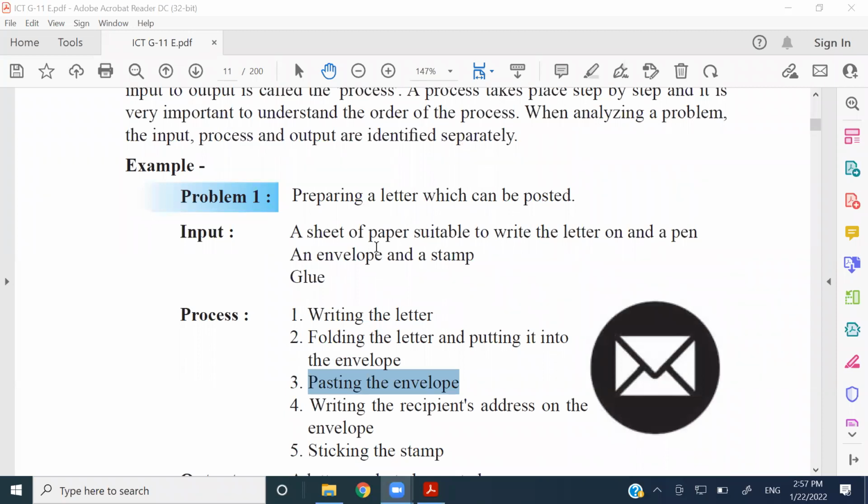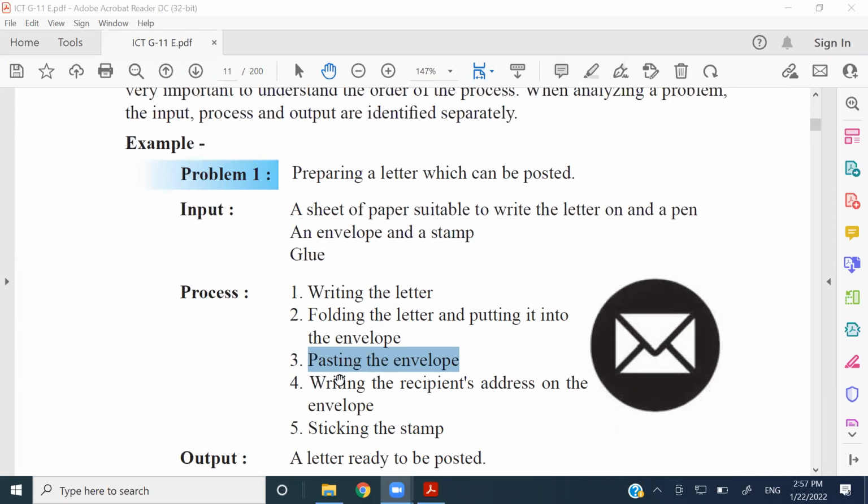Hirumi, yes, again, as you say, 4, 5, 1, 2, 3 can all be done. Writing the recipient address on the envelope, sticking the stamp, then you can write the letter, fold it and put it inside the envelope and paste it. Simple as that. It is also possible. All right. So likewise, for a particular example, we can give a solution by using different approaches.